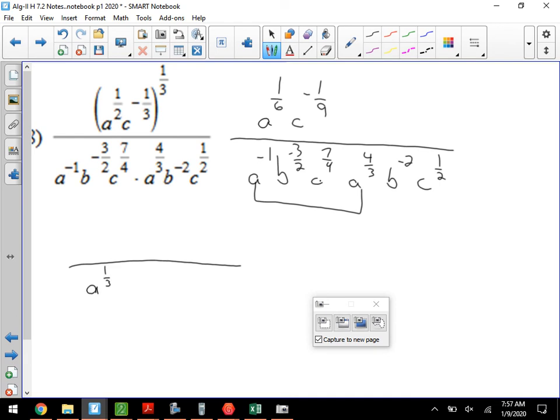Negative 3/2 plus negative 2 would be what? Negative 7/2? So I'll rewrite it as negative 7/2. Those two guys are done. 7/4 and 1/2 would be, what are they, 2/4, would be 9/4. And then the numerator then is still A to the 1/6 and C to the negative 1/9. All right. So far, so good-ish. All we're doing is just adding fractions here.